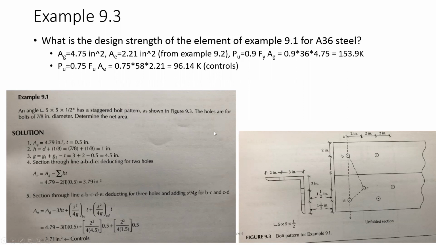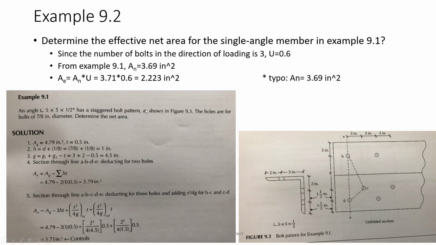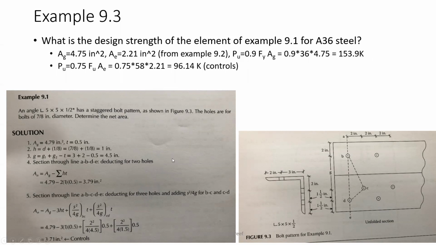So let's read the problem statement first. What is the design strength of the element of example 9.1 for A36 steel? This is the steel type, and they want us to determine the design strength of this type of steel. Like we said, we find the net area, which is 3.7. We find the effective area, which was 2.223 inches as the effective area. And now we're going to have to find the design strength.